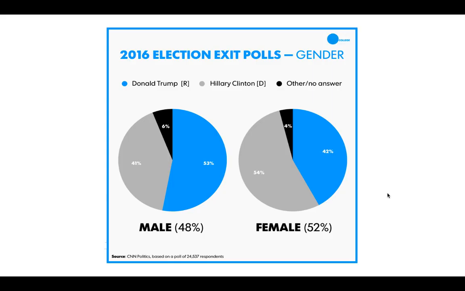This is just some data, excuse me, guys, on the 2016 election. So as you can see, the fact that gender socializes us was in effect during the 2016 election. Males were more likely to vote for Donald Trump versus females who were more likely to vote for Hillary Clinton.